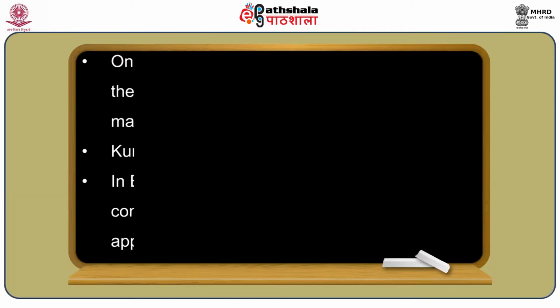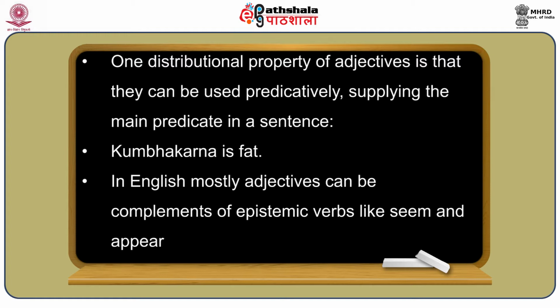What constitutes the grammatical category of an adjective is not easy to determine. Various distributional tests are used for this, but they neither apply uniformly across languages, nor do all those categorized as adjectives pass all these tests uniformly. One distributional property of adjectives is that they can be used predicatively, supplying the main predicate in a sentence. So when you say Kumbhakarna is fat, the adjective fat is the main predicate in the sentence.